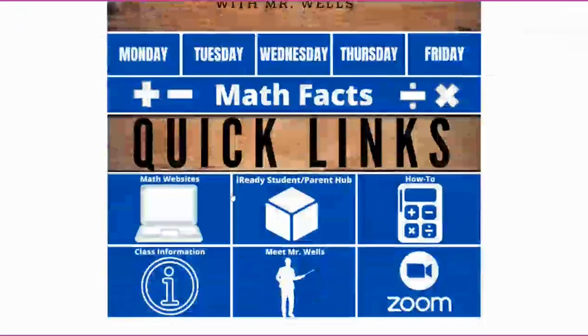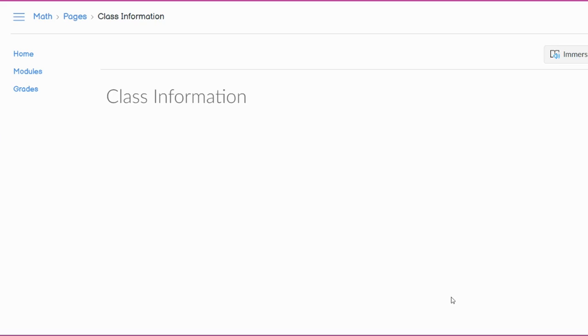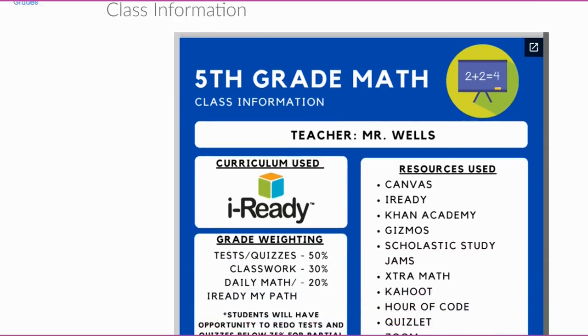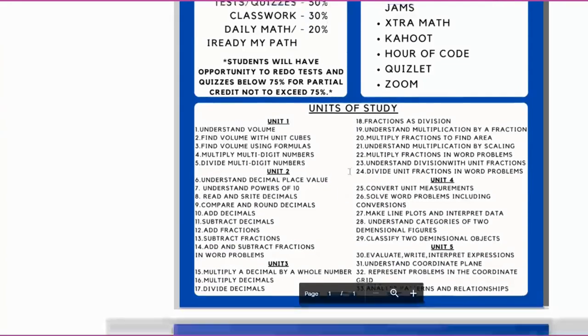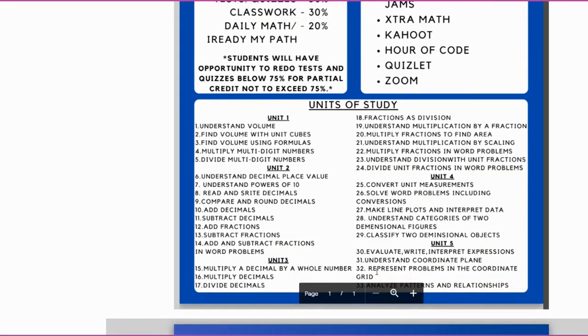On down, for the rest, we have class information. This is going to show you a couple of things. Number 1, there's a flyer that I've created. It shows you all of our resources, how I weight grades, the curriculum we're using, and all the units of study that we'll be doing this school year. So there's 33 on my list, everything out right there. And as far as I know, we will be going in order throughout the year.